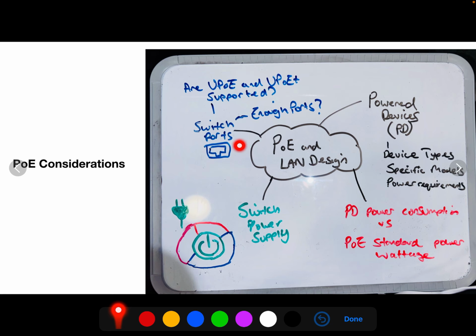Now, when it comes to the switch ports, we need to think: do we have enough ports in our switches to support all those devices? And we need to make sure these standards are supported. For example, if we want to leverage UPoE and UPoE plus, do our switches actually support them? Because they might be old and not support them. So that's something also to think about.